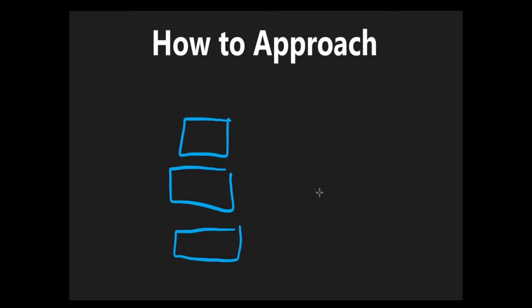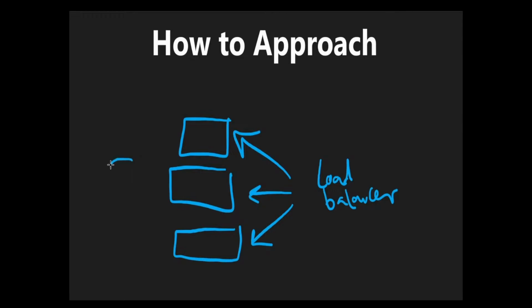Now, how do we route traffic to multiple servers? Well, we have our friend, the load balancer. What if we need to store some data? Well, we could have some type of database, and all these servers will be reading data from that database and writing data to that database as well.